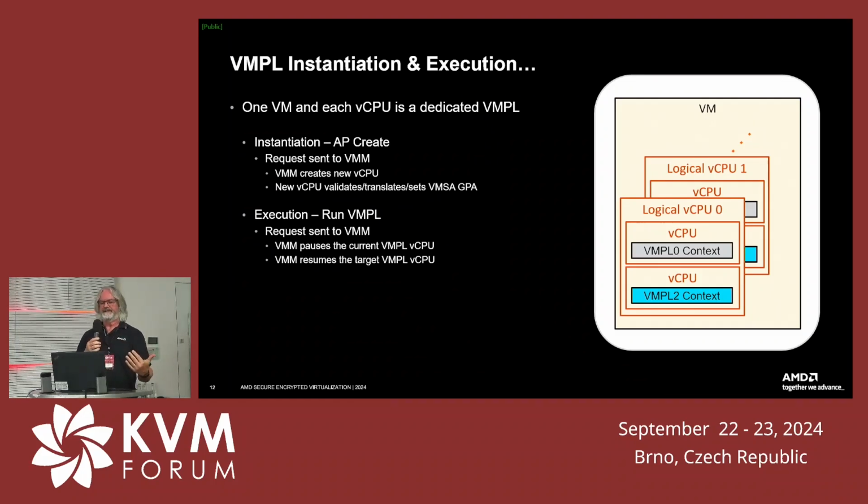One of the other options is to do a VM where each vCPU is a dedicated VMPL level. So you would have this logical vCPU 0 that would have under it physical vCPU structures that represent the different VMPL levels. Now we're at this point outside of KVM alone, and so when a request to create a new VMPL level comes in, that's going to have to go up to the VMM. At that point, the VMM will need to start running that new VMPL level, and all the validation and translation will happen on that new run.